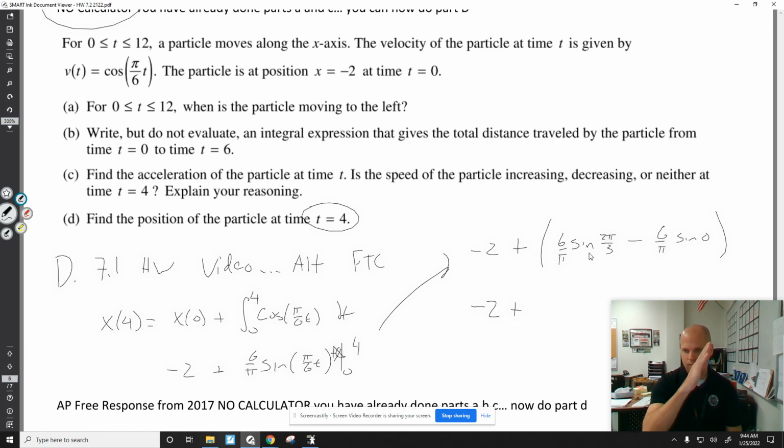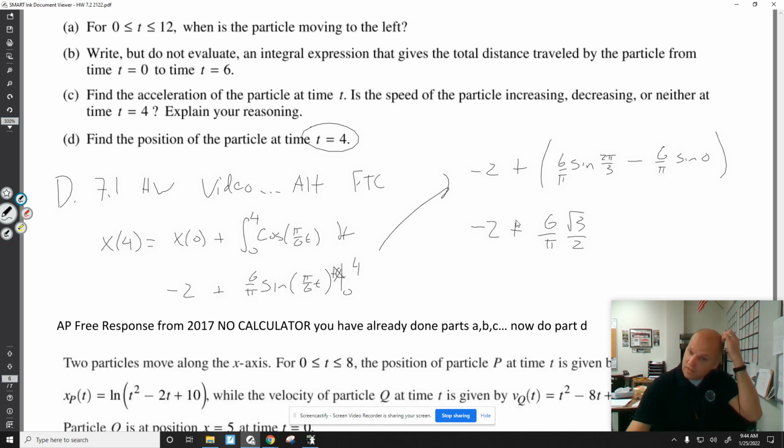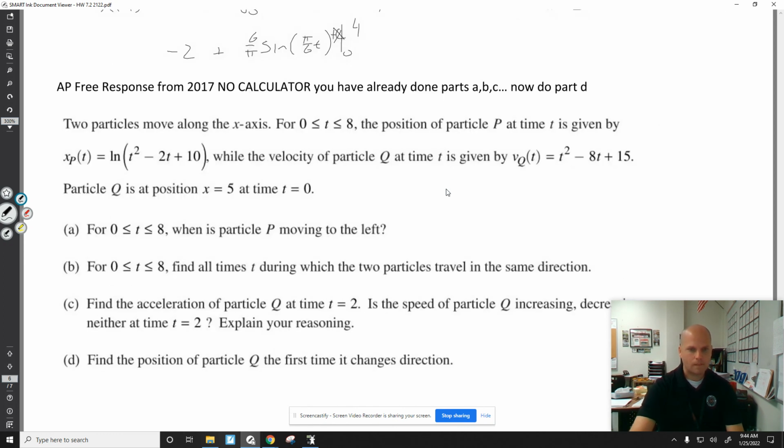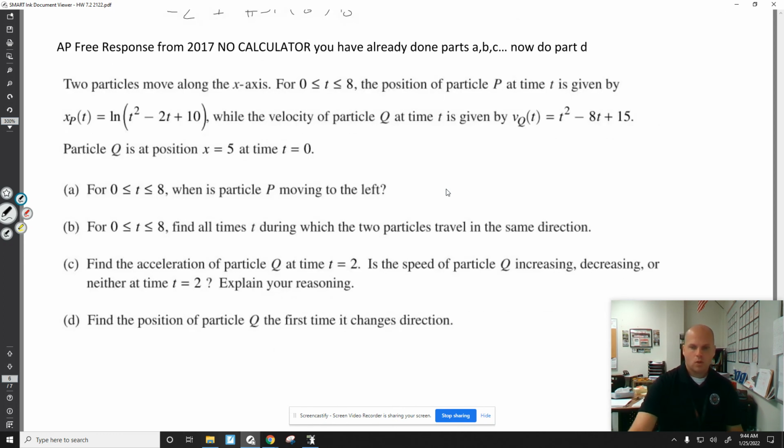2 pi over 3, 60-degree angle, root 3 over 2 is this. Do you have to simplify this? If you wanted to, but you'll find that this is the exact same answer as what we got from the homework 1 video. Again, we did do part D. I don't know if we did part D. We might have skipped it.